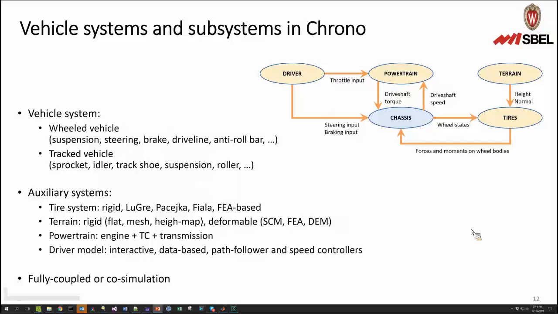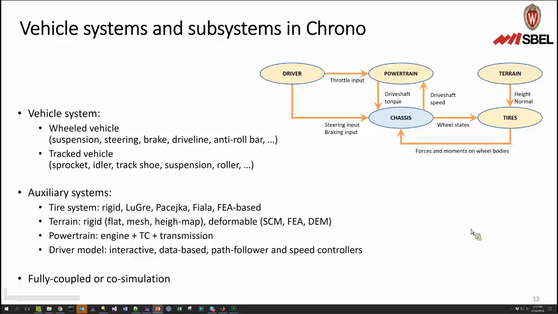Looking beyond suspension, there are several subsystems that are abstracted when handling vehicle dynamics in Chrono. So there's a driver component, a powertrain, terrain, tires, and a chassis. This slide shows the information flow that exists between these subcomponents. On the left, you see the specific implementations associated with these sub-models. Let's take the tire system. We have a rigid tire, support for Pacejka, Fiala, and FEA based, and so on. For terrain, there's rigid and deformable, and then you get into powertrain, driver model, and so on.